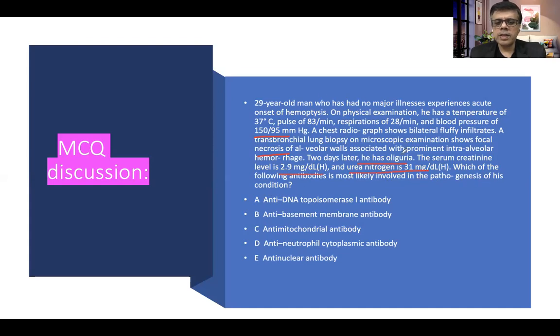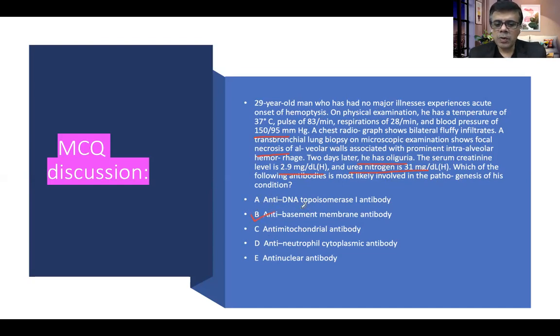So, as you can see from the description, the characteristic involvement of lung and the kidney, and with the characteristic morphological changes of lung, it is very clear that we are dealing with Goodpasture syndrome. So the answer lies with anti-basement membrane antibodies.